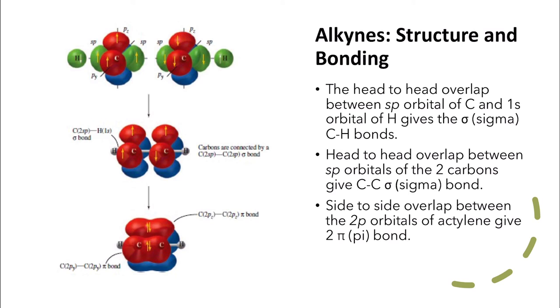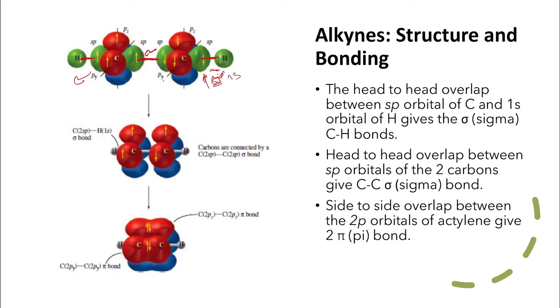Now, how the bonds are formed. The head-to-head overlap between the sp orbital of the carbon and the 1s orbital of the hydrogen gives you a sigma bond. The two carbons are each sp hybridized. One hydrogen and one sp orbital from the carbon give a sigma bond. And then the sp orbitals from both carbons have a head-to-head overlap as well, to give you another sigma bond. So all of these are sigma bonds.